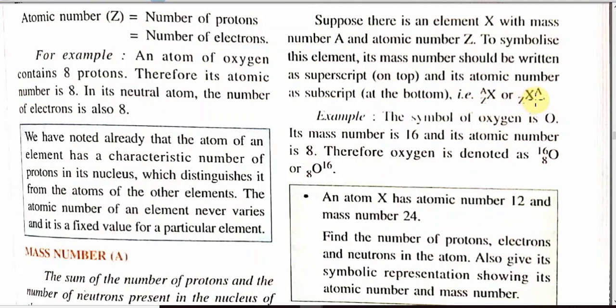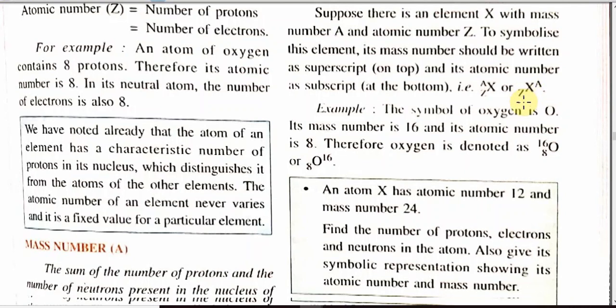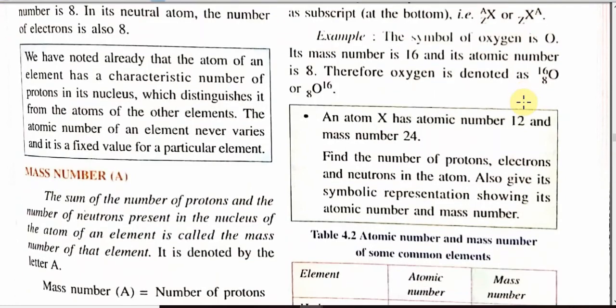Students, follow this format because this is very easy. X is the element, upper A is the mass number and lower Z is the atomic number. Let us conceptualize this with an example. We have O. O means oxygen atom. You can see 16. 16 is the mass number. You can see 8. 8 is the atomic number. So, the name of the element is oxygen, the mass number is 16, and the atomic number is 8.